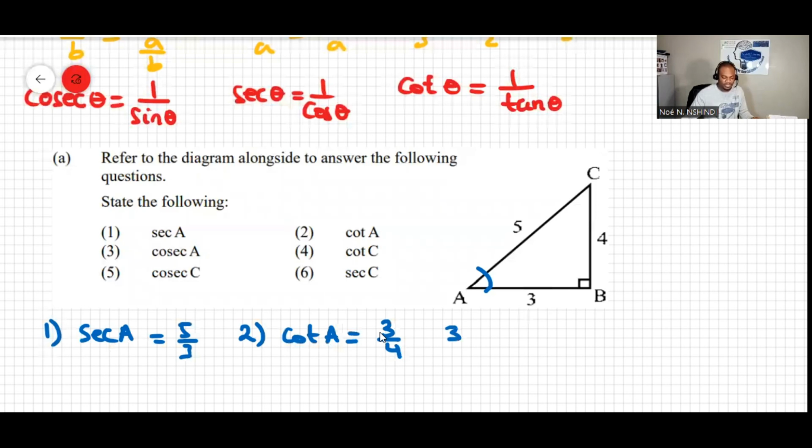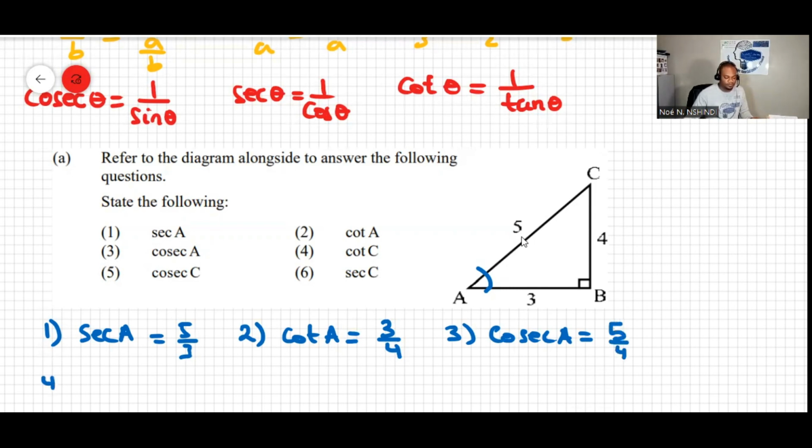And then number 3, we have cosec of A, which is the reciprocal of sine. Sine is opposite over hypotenuse. Now we're going to say hypotenuse over opposite, so it's going to be 5 over 4.